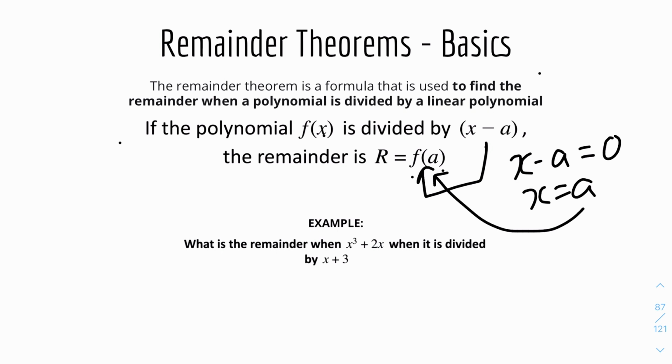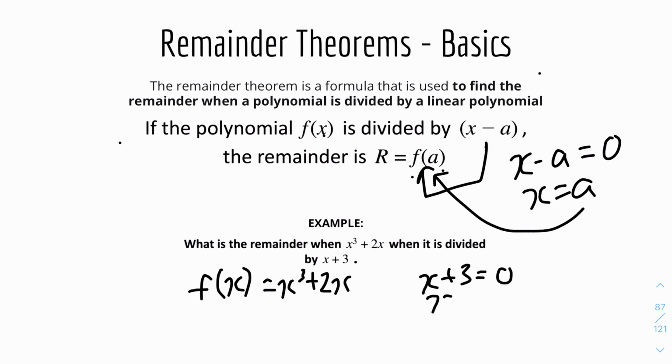So here's an example. What is the remainder when x cubed plus 2x is divided by x plus 3? So basically the function is x cubed plus 2x. So what is it when it's divided by x plus 3? So set x plus 3 equals 0 and find x, which is basically x equals minus 3. So that's what you're going to put into the f of x.